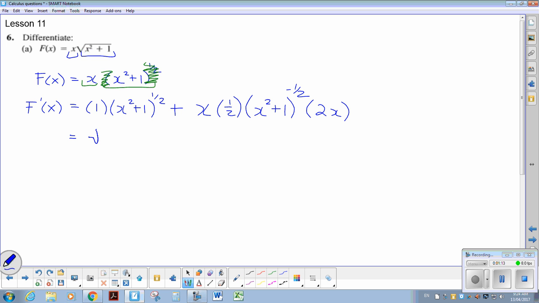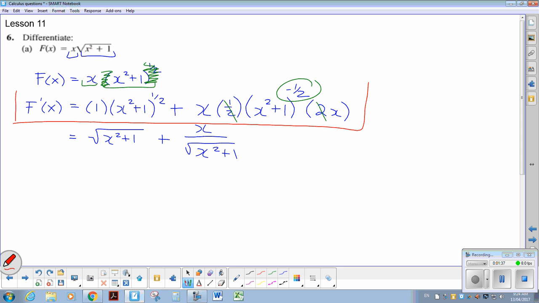We end up with the square root of x squared plus 1. On the second one, the 2 and the 1/2 are going to cancel. This is going to go to the denominator because it's a negative, so we'd end up with plus x over root x squared plus 1. The book might simplify it further. They might get a common denominator. Really, at this point, this is the line I'm marking.